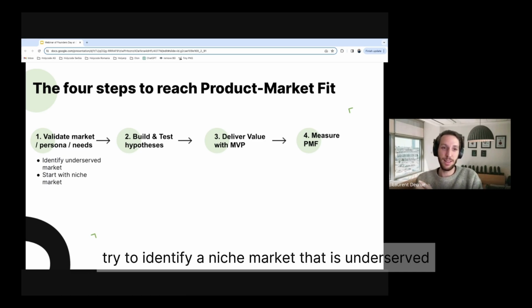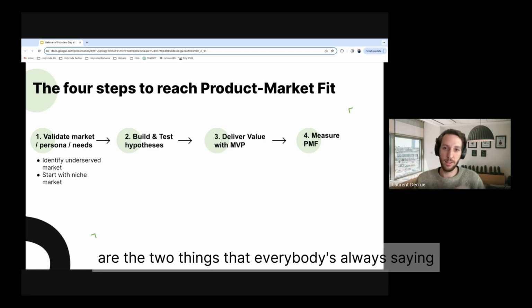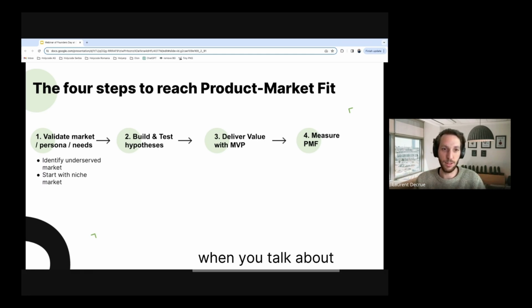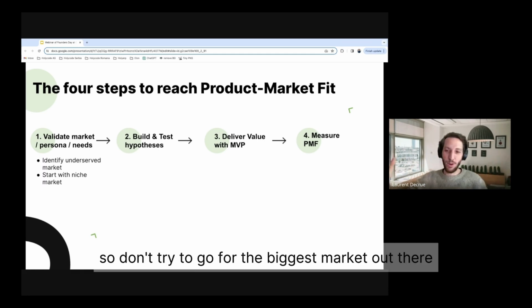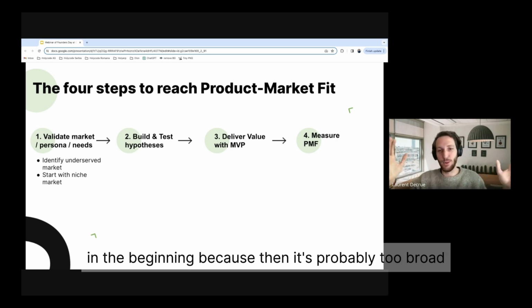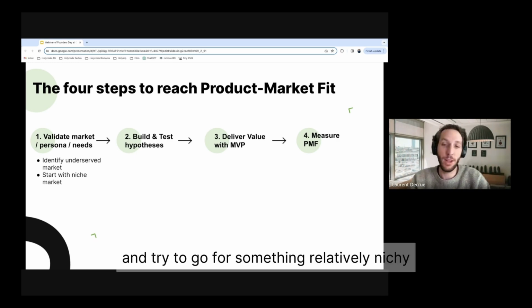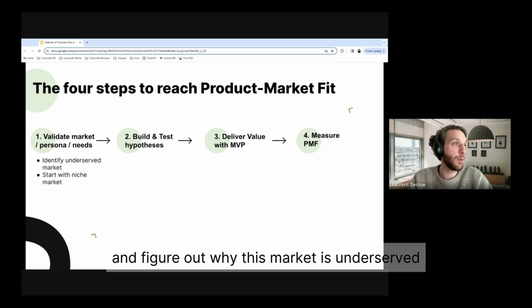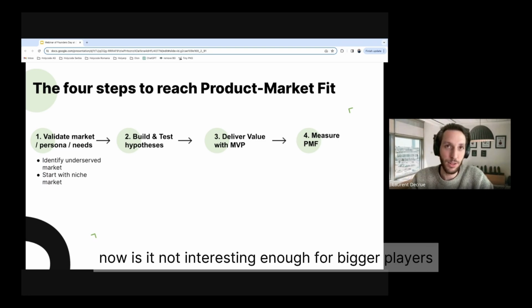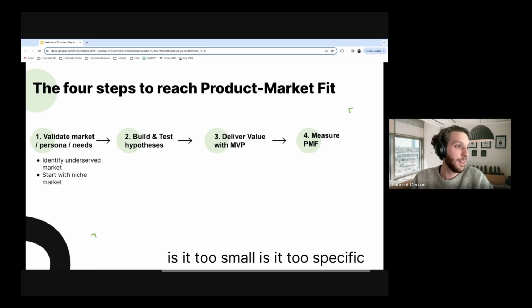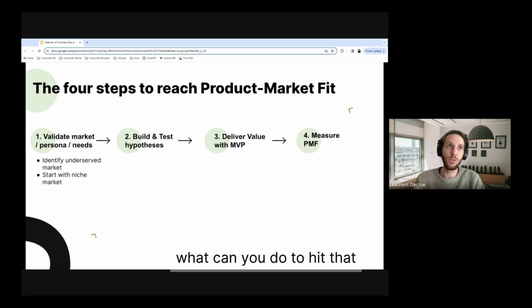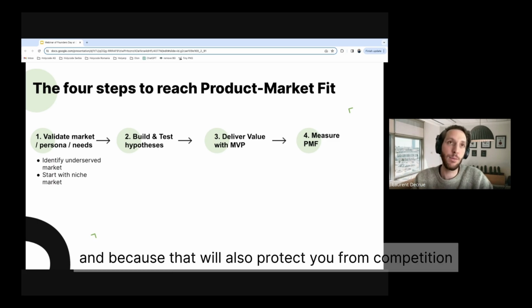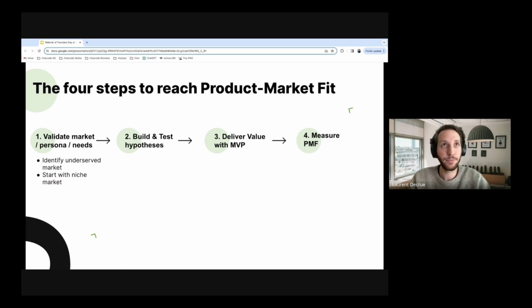So that means in the first part where you validate the market, the persona, the needs, try to identify a niche market that is underserved. Those are the 2 things that everybody's always saying when you talk about that. So don't try to go for the biggest market out there in the beginning, because then it's probably too broad. Try to go for something relatively niche and figure out why this market is underserved. You know, is it not interesting enough for bigger players? Is it too small? Is it too specific? What can you do to hit that? Because that will also protect you from competition.